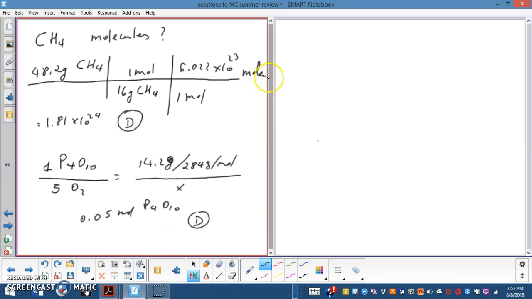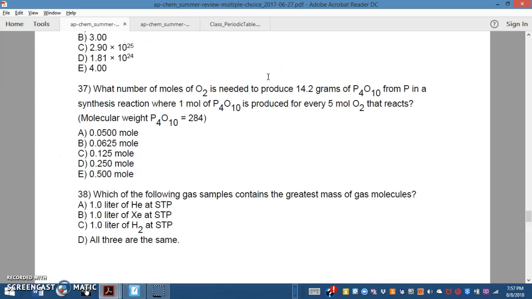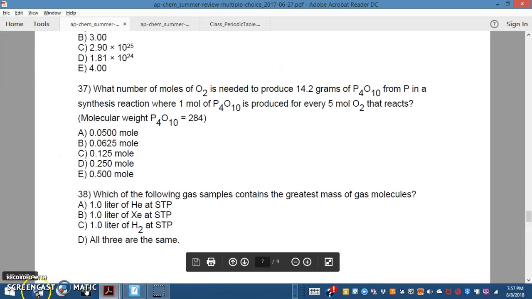Then for 38, they say, which of the following gas samples contains the greatest mass of gas molecules? So in every 1 liter, the number of moles is the same, but every mole has a different mass. So obviously the greatest mass is the xenon, because it's way down the periodic table. So B is going to be your answer.